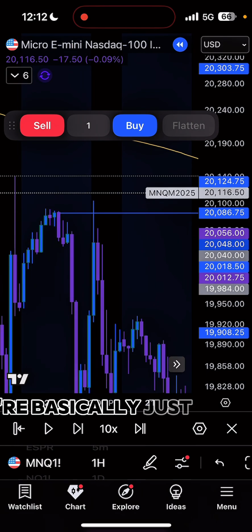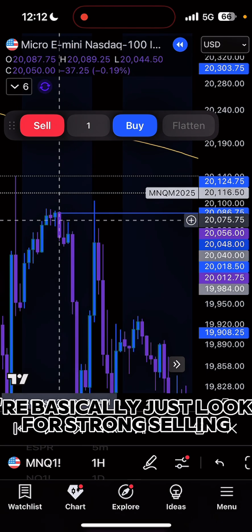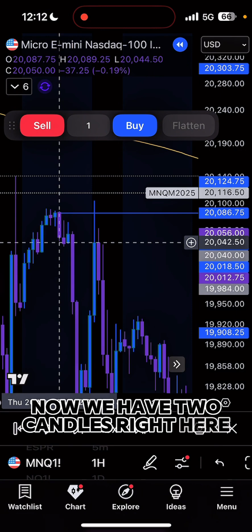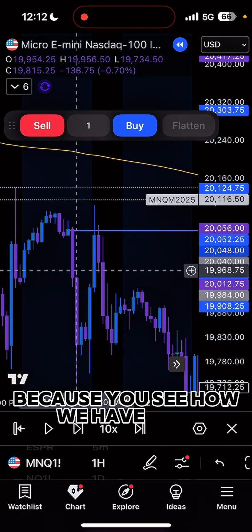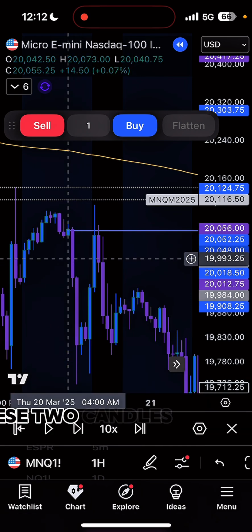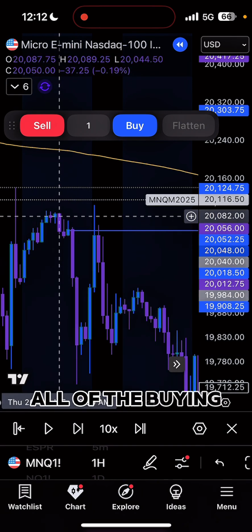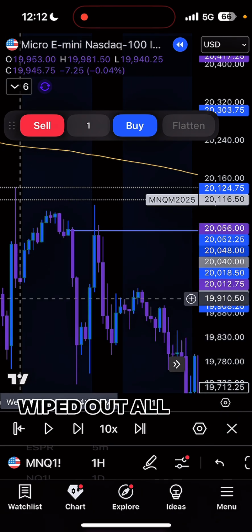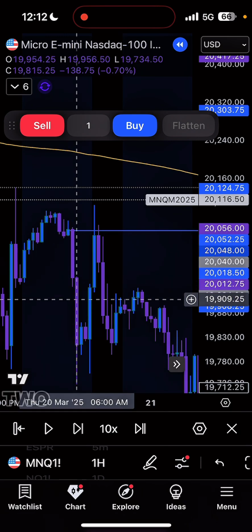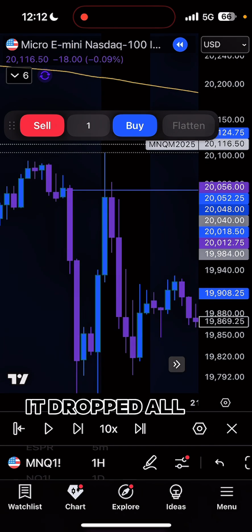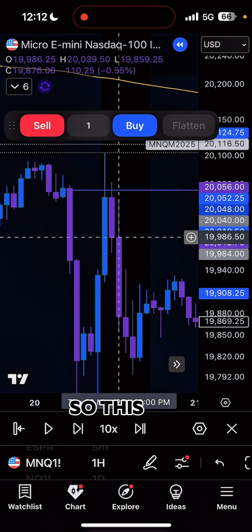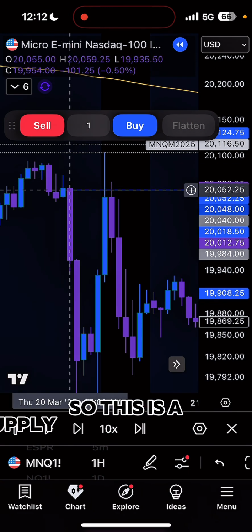We're basically just looking for strong selling. Now we have 2 candles right here. So technically the supply zone will be right here because you see how we have 2 candles here. However, these 2 candles wiped out all of the buying that happened right at this area. It wiped out all of these candles in this 1-2 candle right here. So last time price came here, it dropped all the way down to here. So this is a supply zone.